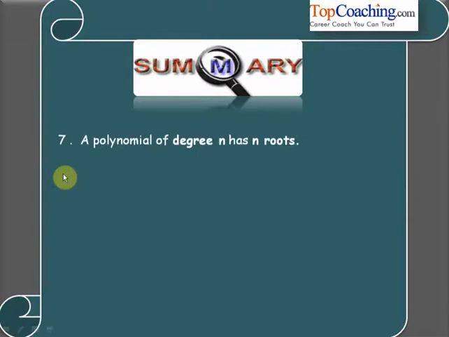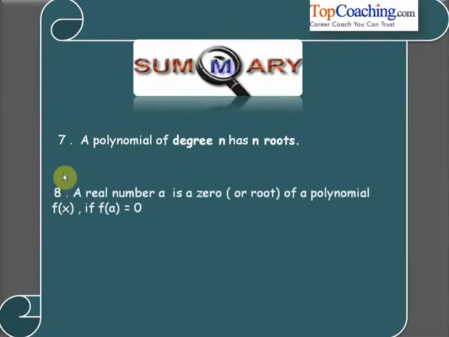A polynomial of degree n has n roots. So any polynomial with the degree as n would have n roots. A real number a is a zero or root of a polynomial f(x) if f(a) is equal to 0. So any real number a would be called a root or a zero of a polynomial if f(a) is equal to 0. Or in other words, we can say that the value of the polynomial at the root or the zero would be equal to 0.